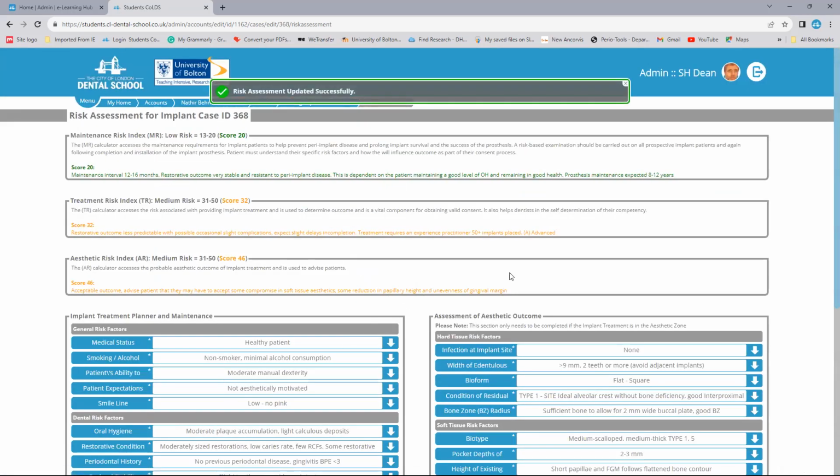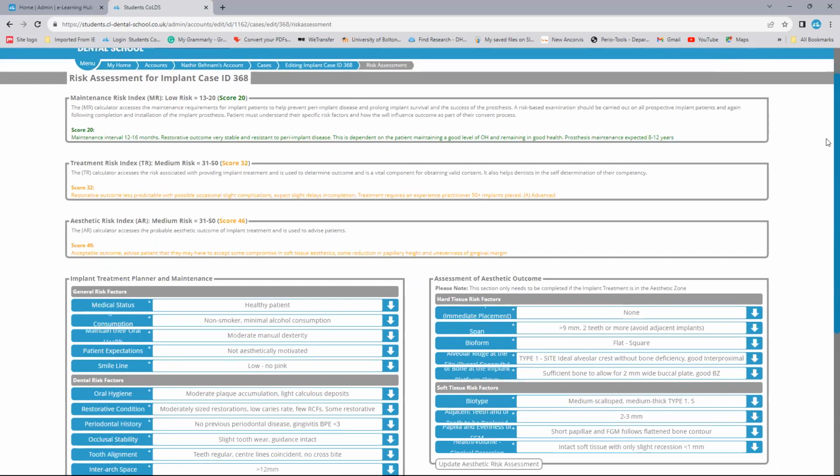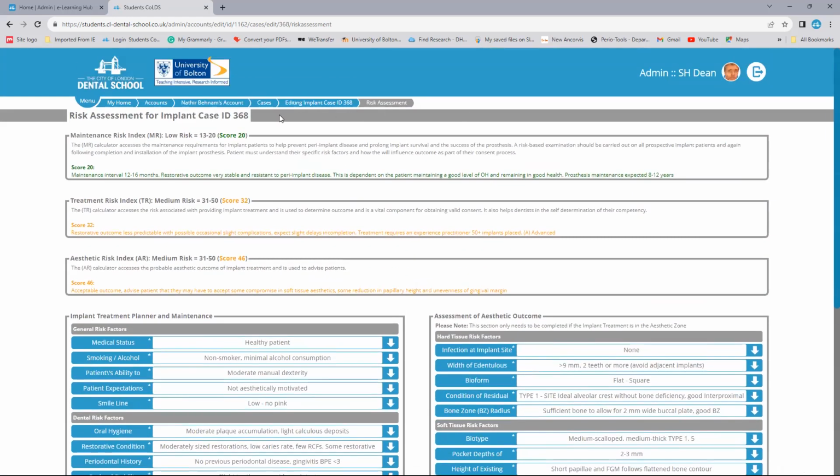Right. Now that you've filled in that risk assessment, we can read what it says up here. Now, you've got the maintenance index. That's how much maintenance you have to give it. So you've got a score of 13 to 20. You've got a score of 20. That's the range you're in.